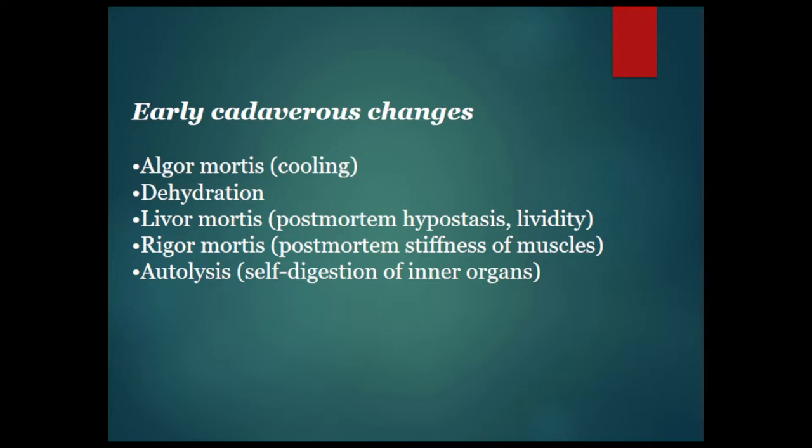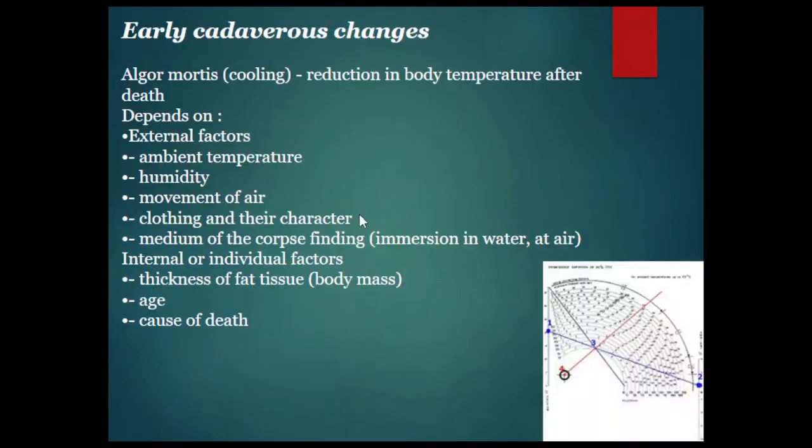The second early cadaveric change is so-called dehydration of the body due to evaporation of fluid from the surfaces. Livor mortis, the appearance of darker stains at the lower portions of the body. Rigor mortis, postmortem stiffness of the muscles, rigidity of the muscles, fixing the position of the body, and so-called postmortem autolysis. Let's discuss these cadaveric changes in detail.